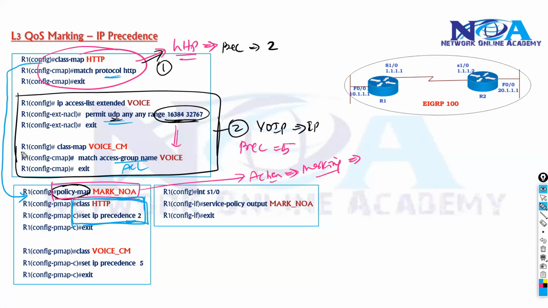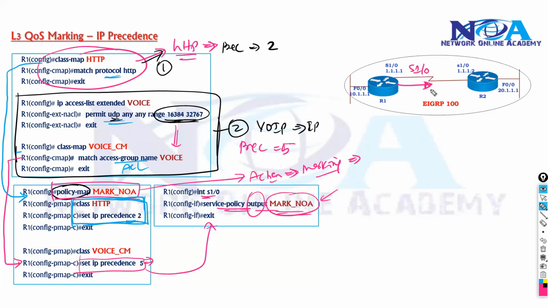And likewise, I'm going to match my VoIP traffic and set the precedence value of 5. And then I'm going to apply this policy map to the traffic leaving this interface. So here you can see I'm going to say service policy, so as the traffic leaves this interface, it's going to apply this policy.